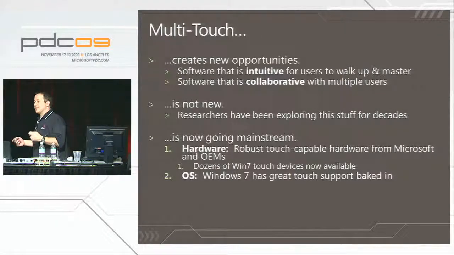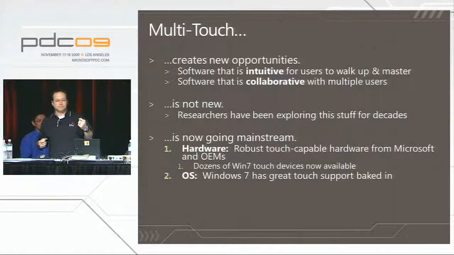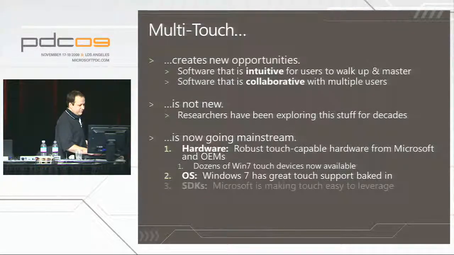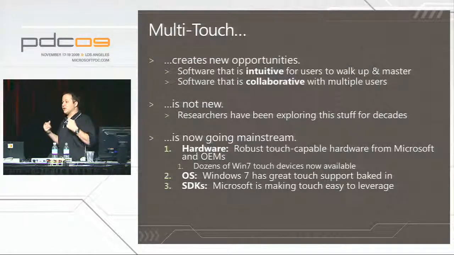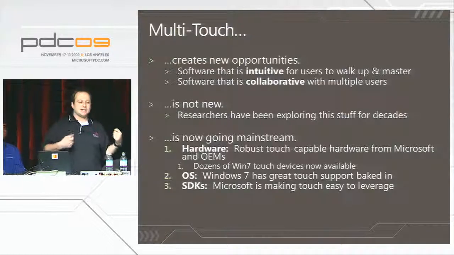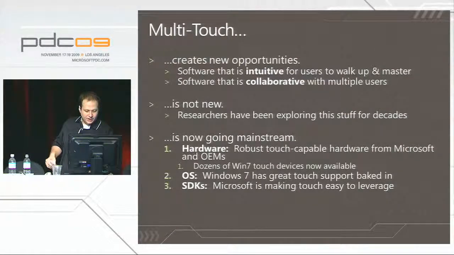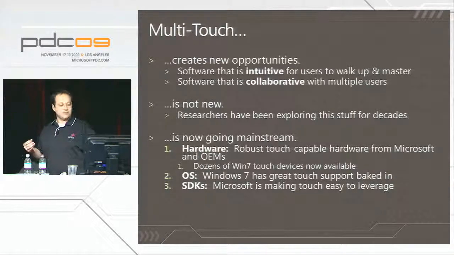We have a great operating system that has multi-touch support baked into it, top to bottom. And then what's important to developers is the SDKs. We've got great SDKs with the native APIs that are in Windows 7, as well as the .NET story that Anson and I will be talking about today for Surface and Windows with WPF, Silverlight, things like that.